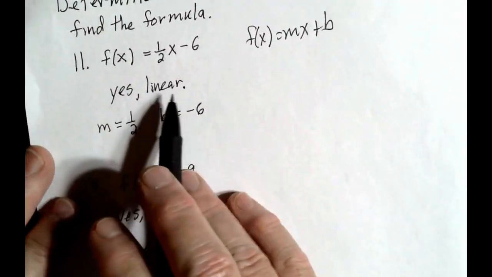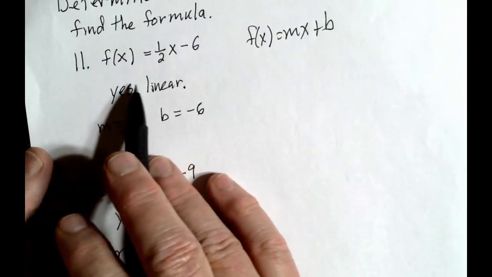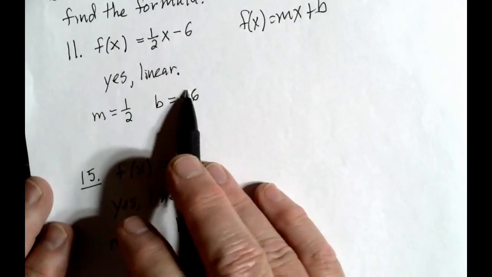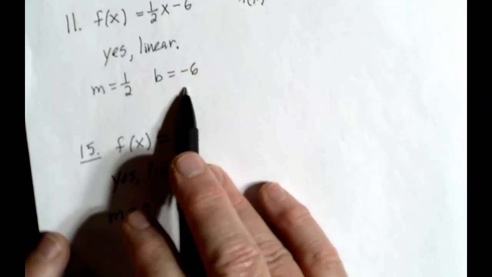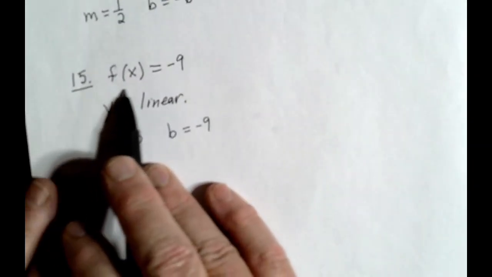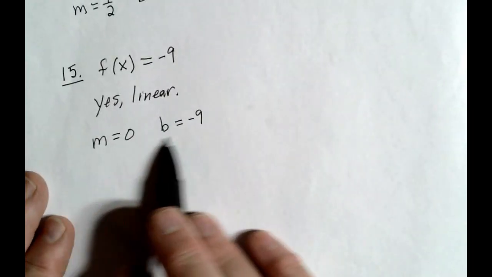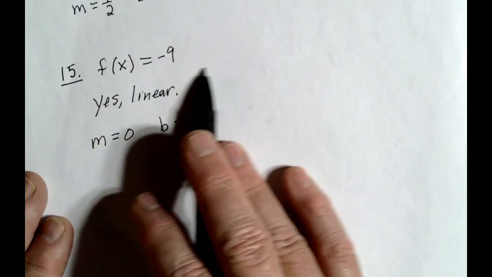Now it says determine if it's linear, find the formula. Well, f of x equals 1/2 x minus 6, that is linear. m is 1/2 and your b is minus 6. f of x equals minus 9, that is linear. m is 0 and your b is negative 9, that's your constant function.